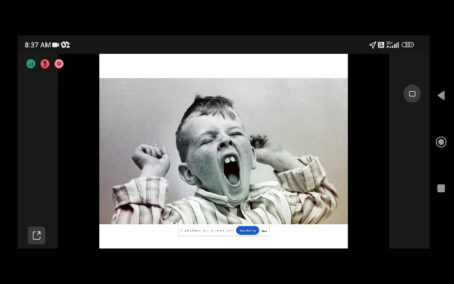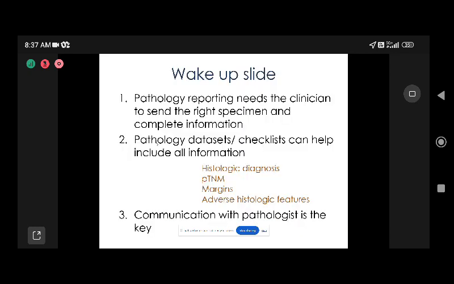I'm sorry, I have overshot my time. So basically, the pathology reporting requires that the clinician sends the right specimen and provides us the complete information, so that we can provide complete and adequate information. Pathologists should ensure that they incorporate all the core data items. So a checklist helps us.